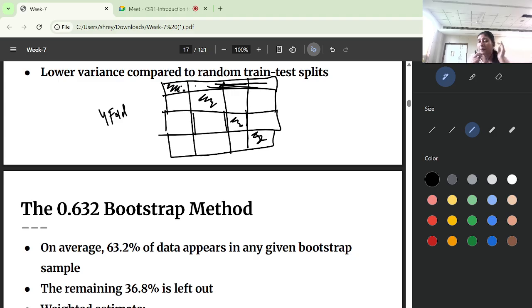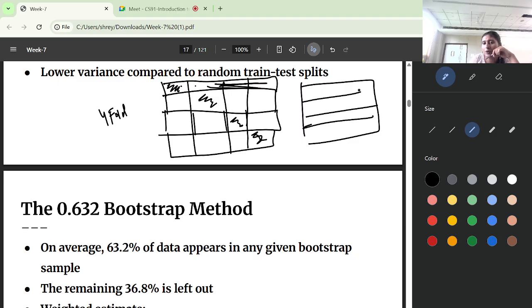But in bootstrap there is no assurance. Maybe there are four bootstraps of 80 samples. Maybe here a is used, here also a is used, here also, and here also a is used, but from the data, let's say d is not used here, here, and here. It can be possible that d is not used at all in the bootstrapping.